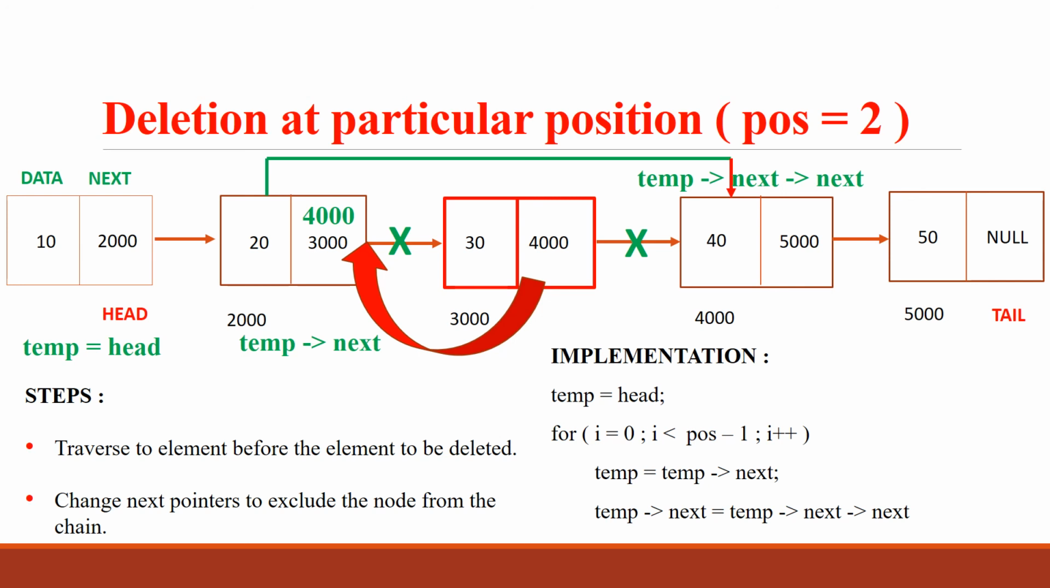Temp of next means 3000. Temp of next of next means 4000. By executing the statement, the link to node 30 will be disconnected and the link between node 20 and node 40 will be established.